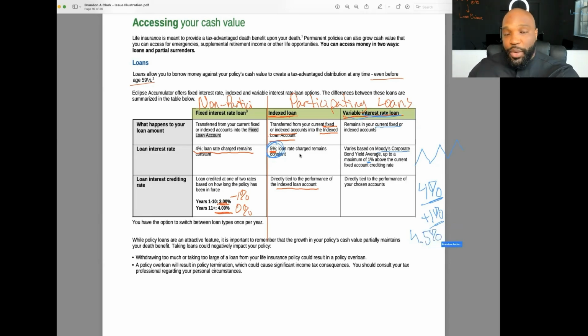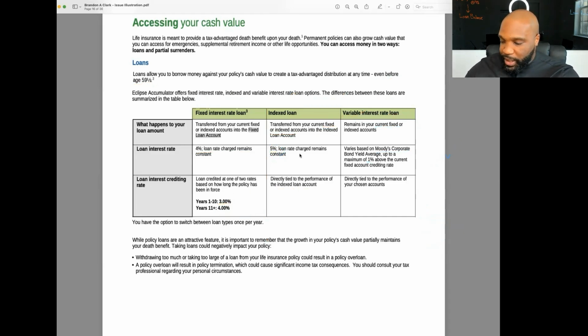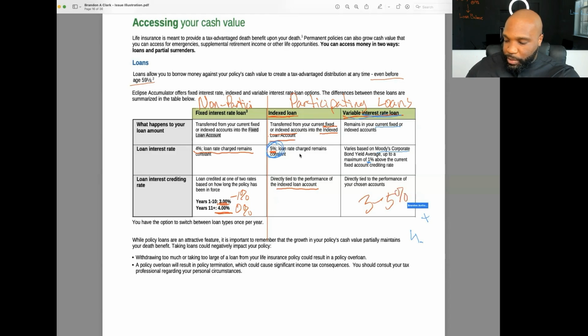So it's actually a half a point lower than the index rate, and it can be as low as 3%. And that's why I actually like the variable loan rate, because typically you'll be able to borrow anywhere between 3 to 5% per year. So that's powerful considering the fact that you can average 6 or 7% a year, right? So that's the different loan types.